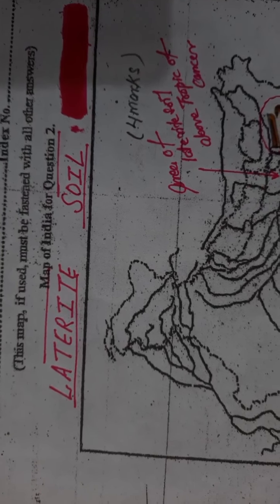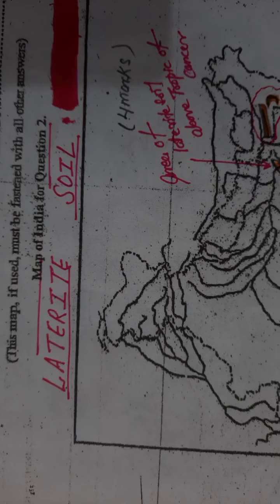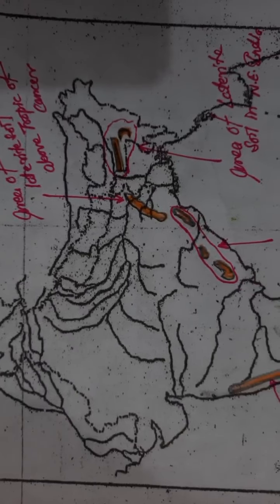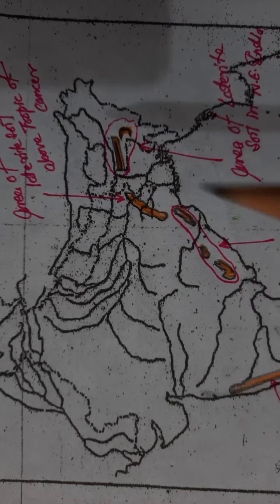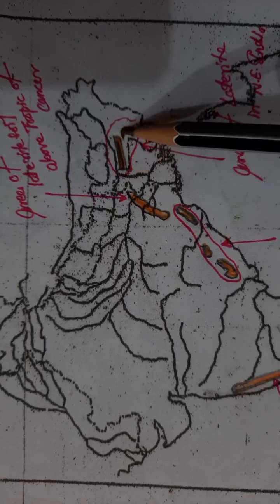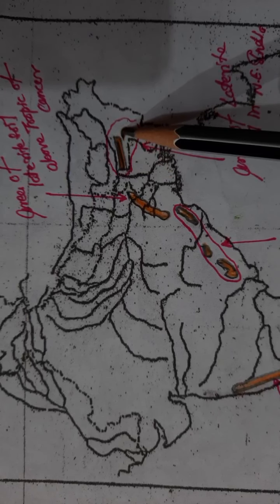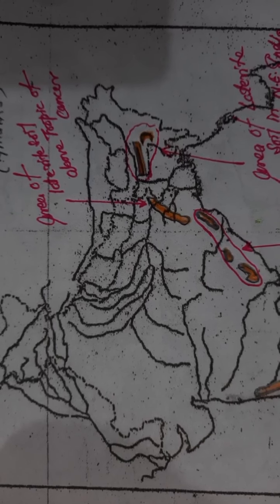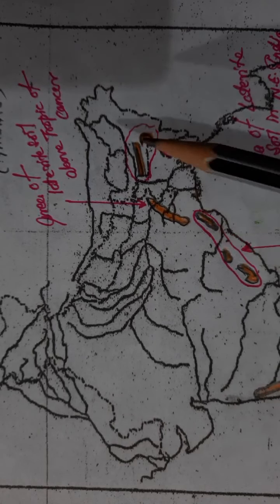Then next is the laterite soil. As you know, the laterite soil is formed due to leaching in areas of heavy rainfall. So in the area of heavy rainfall in northeast India, if we talk about it, then this Meghalaya state, Mizoram here. So these states you can mark here like this in the northeast. Preferably, if the question asks to mark one area of the laterite soil above the Tropic of Cancer, this option is also available for you.